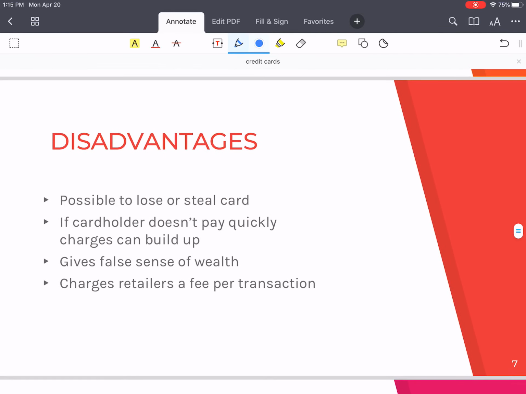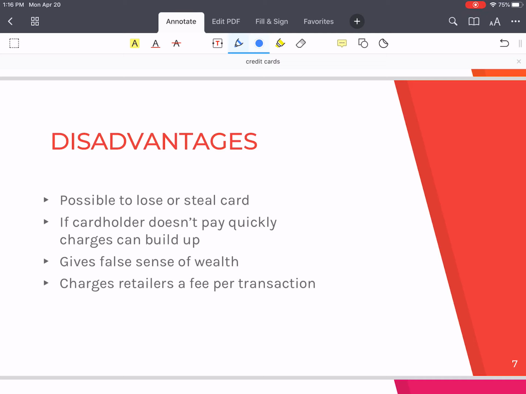Some disadvantages of credit cards. I mean, security is always an issue. It's possible for your card to be lost or stolen. It's possible for your information to be stolen online. So of course, it's very important to keep your information as secure as possible, not to give out your credit card information, and not to go to sketchy websites and throw in your credit card, right?